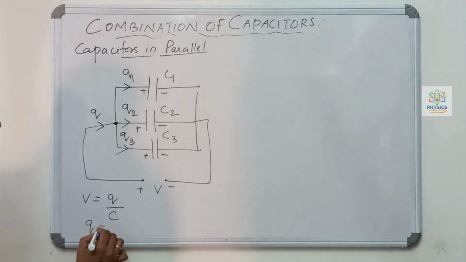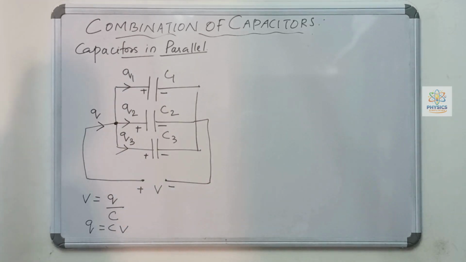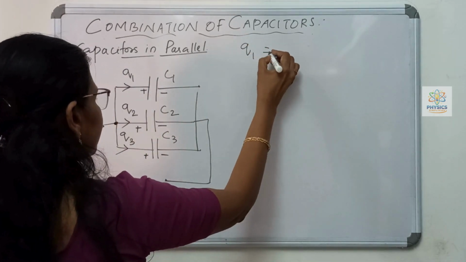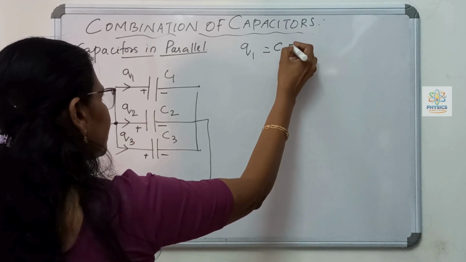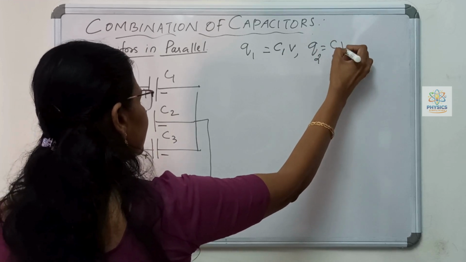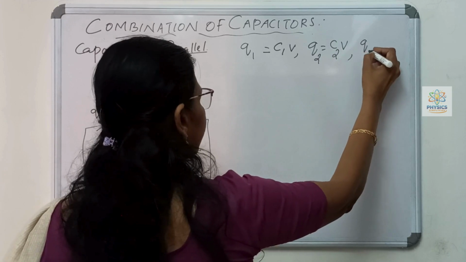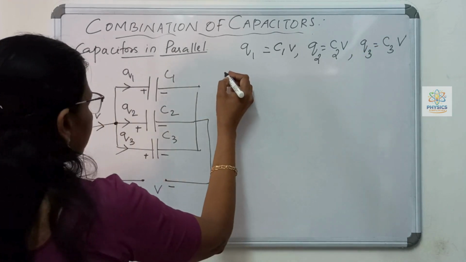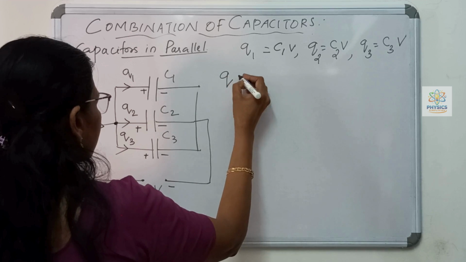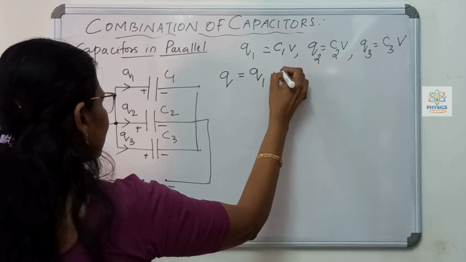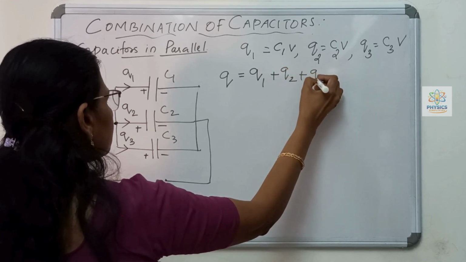From this equation we can write Q is equal to C into V. Then we can write Q1 is equal to C1 into V and Q2 is equal to C2 into V and Q3 is equal to C3 into V. Therefore, the total charge Q is equal to Q1 plus Q2 plus Q3.